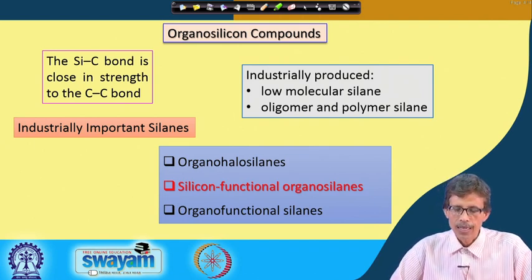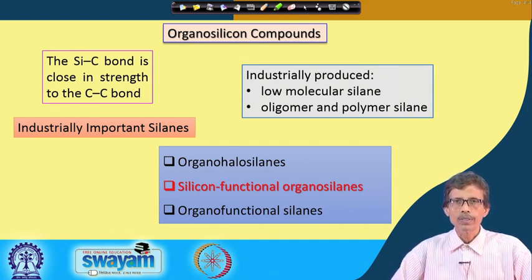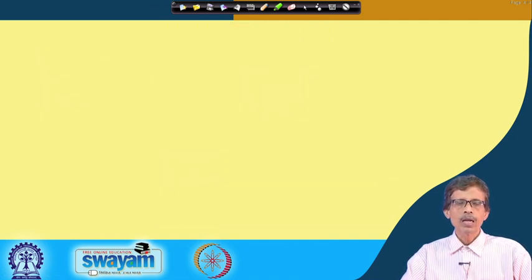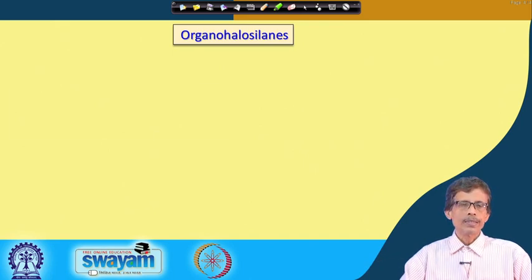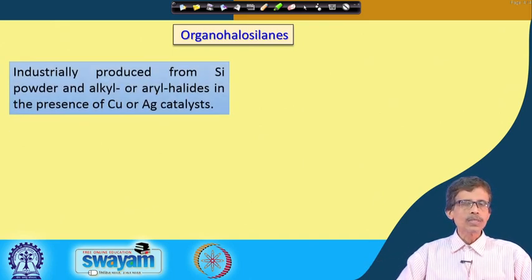Then silicon-functionalized other organosilanes we can have, because you have the silicon and we consider that silicon center as the corresponding functional group in it. Then other organofunctional silanes we can have. So, these three categories are basically industrially very important, and we must focus our attention on the preparation of these compounds in industry. The first one is the organohalosilanes. You have the organo part, that means the alkyl part, you have the halogen part, and you have the silicon end. Industrially produced from silicon powder.